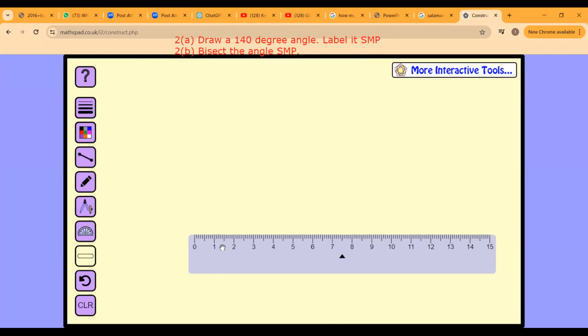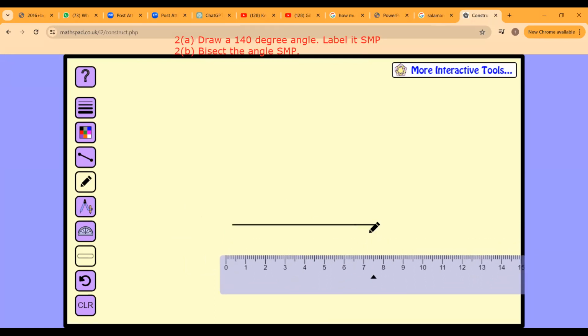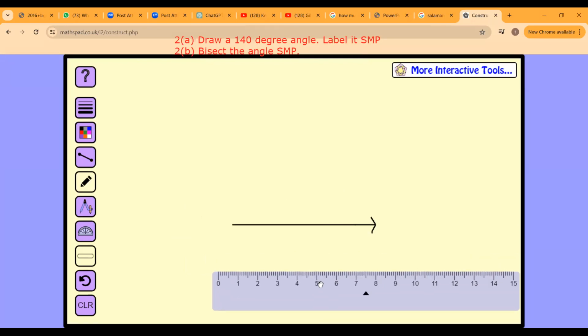The first thing that we need to do is draw a line. We're gonna draw our first ray like so. And what are we gonna call the ray? How are we gonna name it? Remember, we're trying to draw SMP. MP. Very good. We're gonna name it MP. Thank you, Samantha. Gonna name it MP.